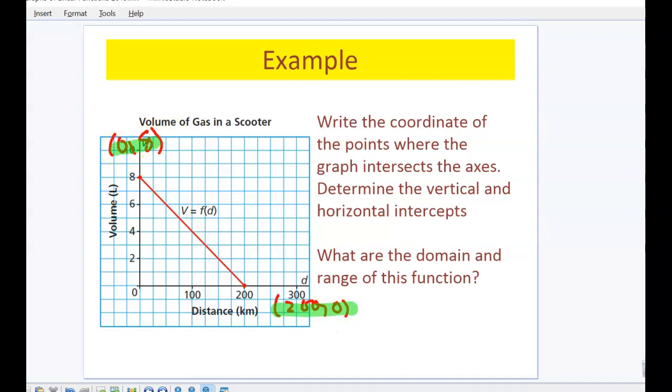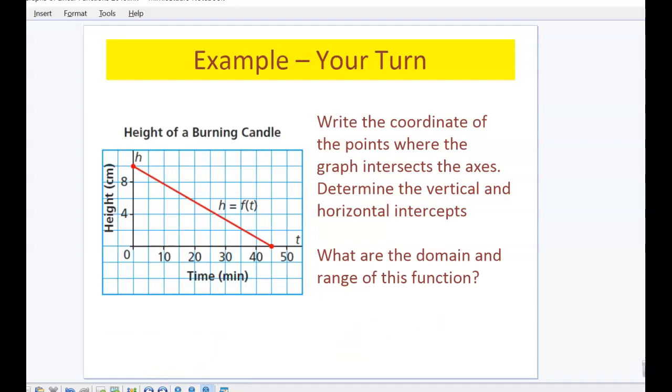What are the domain and range? Well, the domain for this graph goes from 0 to 200, and the range is going from 0 to 8. Now, I should probably backtrack here a little bit and not use x and y, because in this particular linear relation, my x value was d and my y value was v for volume. Okay, I want you to pause the video and give this one a try.